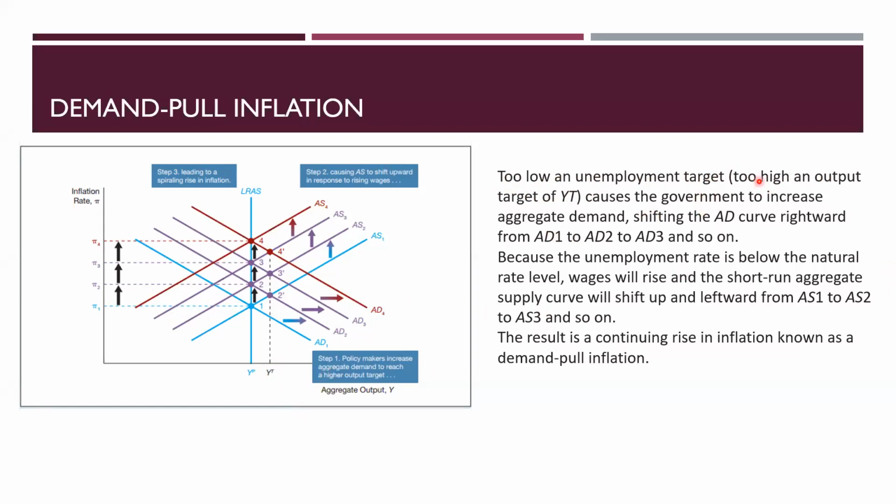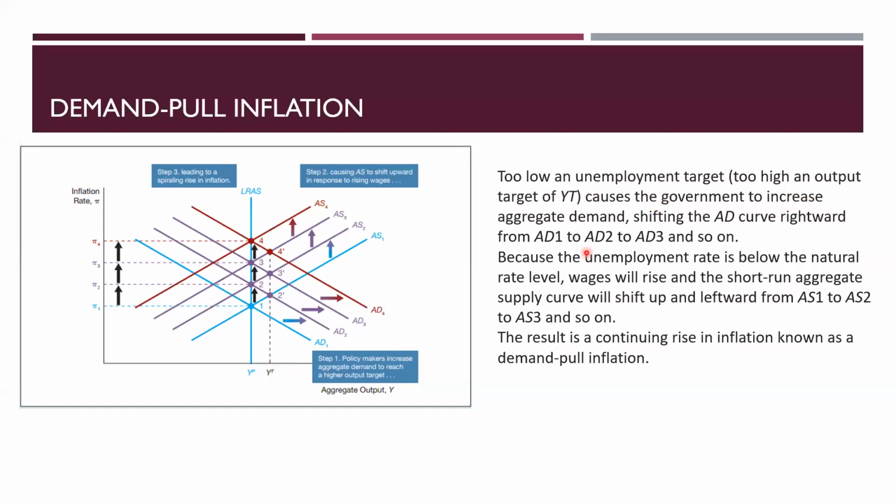This is just the opposite. It's the same thing, but viewed from a different angle. When you're having too low unemployment, it means that output is very, very high. So we are targeting a very, very high output. Alternatively, we are targeting a very, very low unemployment target.